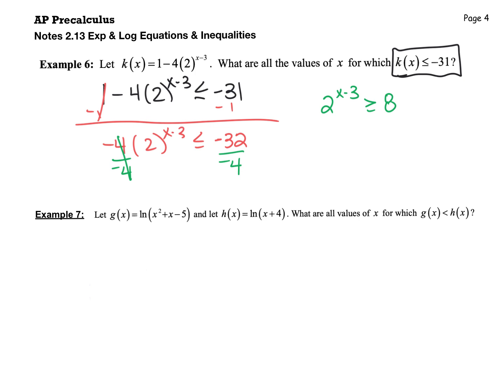You could rewrite it in log form if you wanted to, or could I rewrite 8 with a base of 2? 2 to the third. So this is the same as 2 to the x minus 3 is greater than or equal to 2 to the third. If my bases are equal, what's true about my exponents? They are equal as well. So I have x minus 3 is greater than or equal to 3. Can I solve for x?